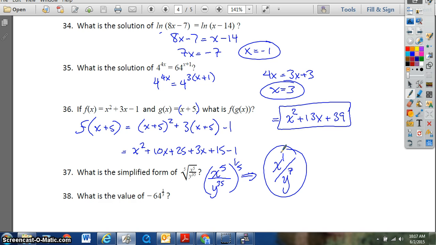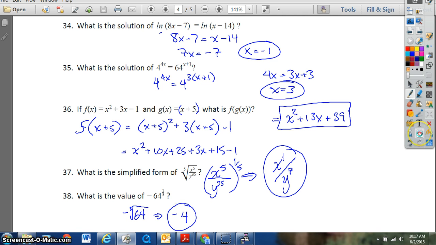What is the value of negative 64 to the 1/3? So basically this is the cube root of 64. Not square root, I'm saying it's cube root. And the cube root of 64 is 4. 4 times 4 is 16. 16 times 4 is 64.